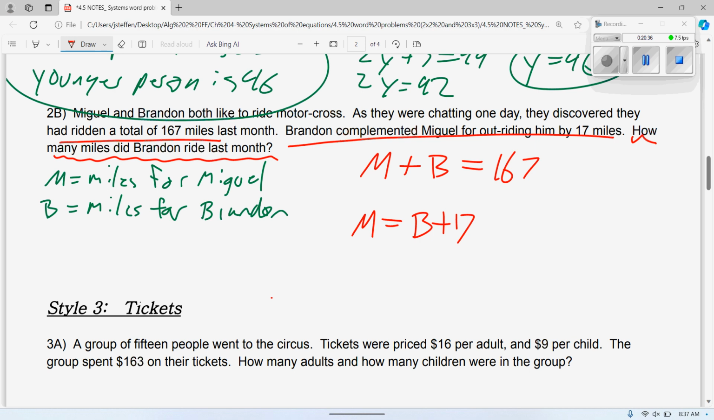Again, most students get it wrong because they do it the other way around. They say Brandon is equal to Miguel plus 17, and that's what I'm saying to avoid. If you double check, just to make sure, which one of those should be bigger in this scenario? It would be Miguel plus 17, so Brandon would have more miles. We know that's not the case. So if you ever aren't sure, that's the best way I can come up with to check. So that ends up my answer for this one.